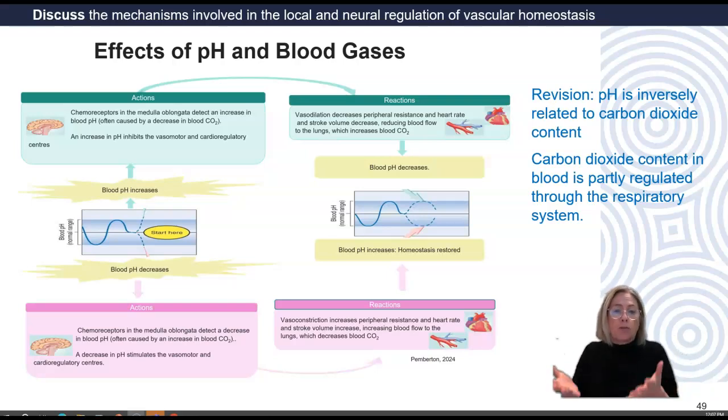That increases blood flow to the lungs, and that increased blood flow to the lungs will allow for an increase in breathing rate to get rid of that carbon dioxide, which then will decrease the blood carbon dioxide and therefore lead to an increase in blood pH. And homeostasis is restored. So you might need to go through these diagrams slowly on your own, so you get in your head exactly what is occurring.